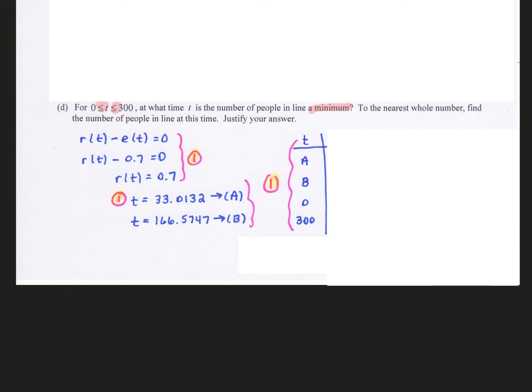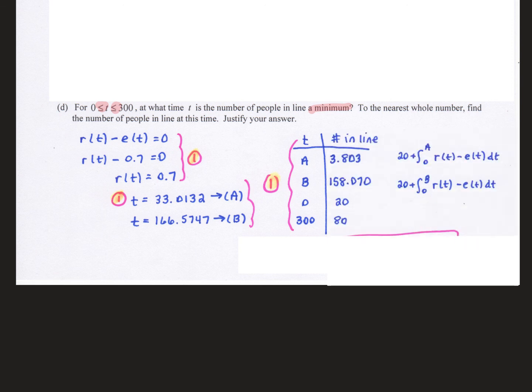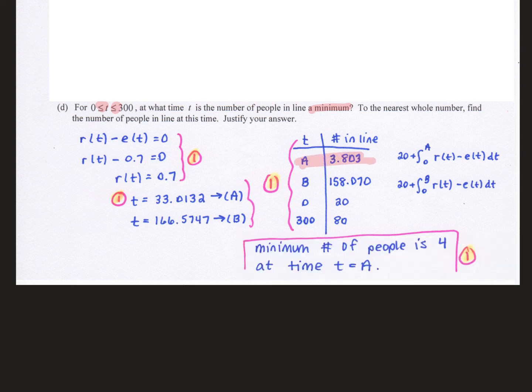What determines which of these is the absolute minimum is the number of people in line at each of these times. So I take those times one at a time and I plug them into this equation here, and that tells me the number of people that are in line. So here's my initial amount, plus this will be my number that are entering the line minus the number that are leaving the line. And I come up with these numbers. If I'm looking for my absolute minimum, it's the smallest one, which is occurring here at A. And then I just declare that as my answer.